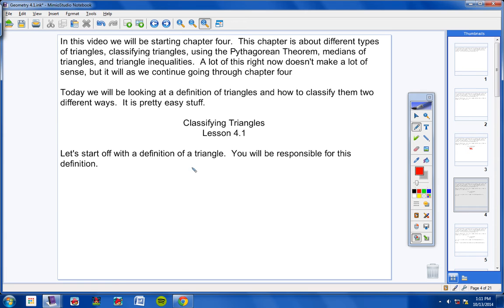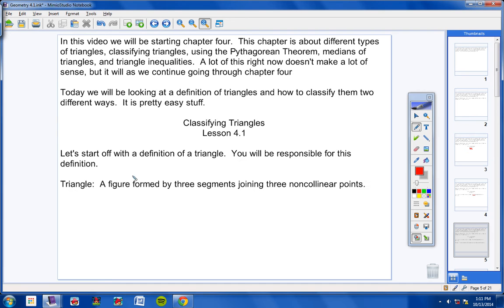Now, let's start off with the definition of a triangle. Okay, you will be responsible for this on tests and quizzes, so copy this down and learn. This is a real simple definition, and I do want you to know this. Okay, here it is. I'll wait a second while you copy this in your notes. A triangle is a figure formed by three segments, and of course these three segments are joining three non-collinear points.